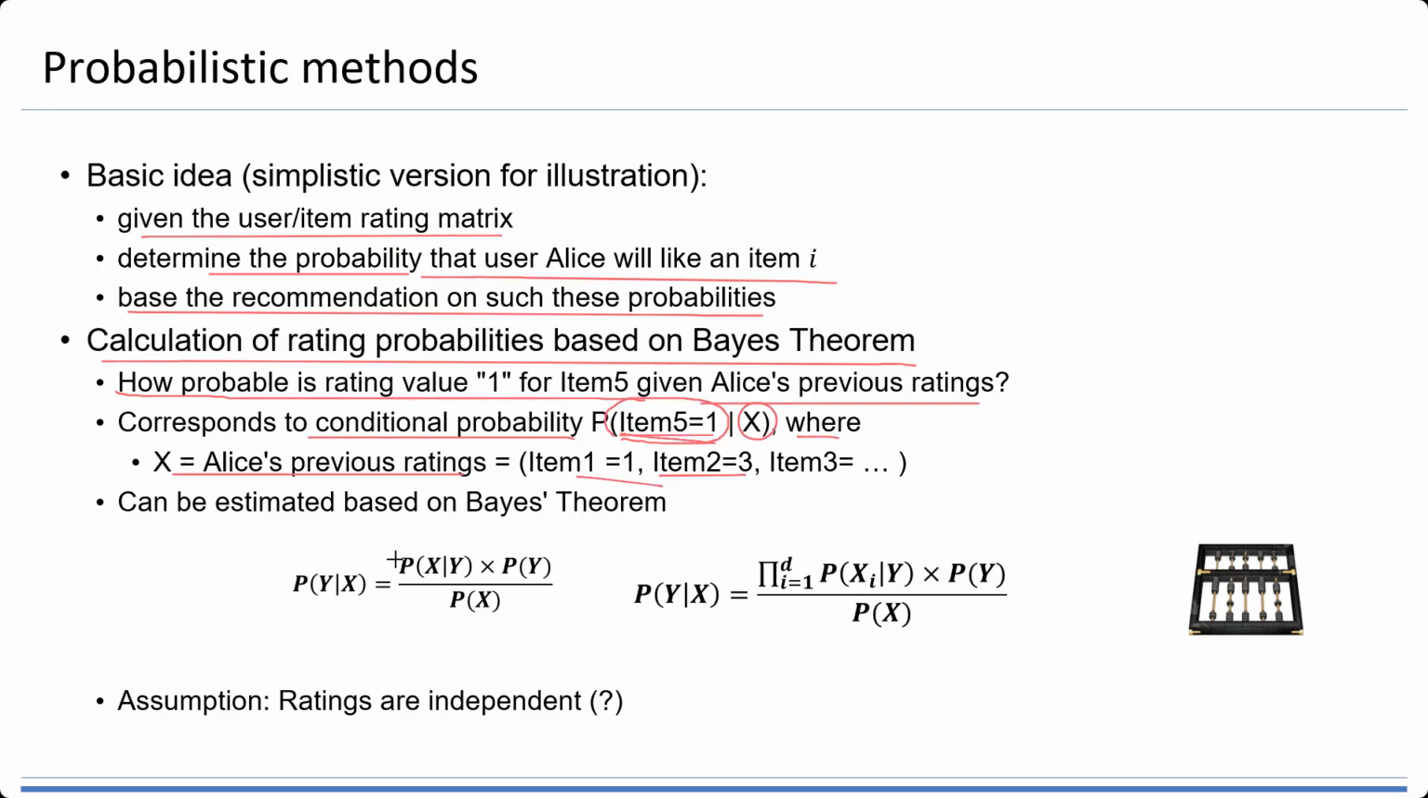So this is the Bayes theorem. You want to know the probability of Y given X. It is the probability of X given Y multiplied by the probability of Y, divided by the probability of X. Or we can do the multiplication of all the probabilities of X given Y multiplied by the probability of Y. The assumption is that ratings are independent, meaning we don't have any correlation between one user and the other user.